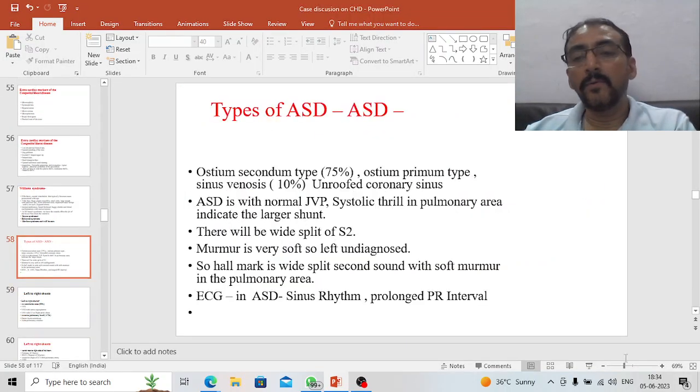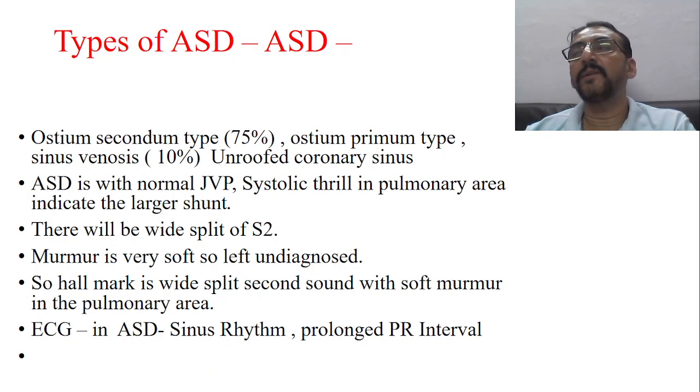Okay. Now, one of the major types of acyanotic heart disease is ASD. Okay. ASD is one of the major types, isn't it? We have seen VSD, ASD and PDA. Now, in ASD, there are many types. One is the ostium secundum type, that is 75%. Ostium primum type or sinus venosus, 10%, and unroofed coronary sinus. So these are the different types of ASD.